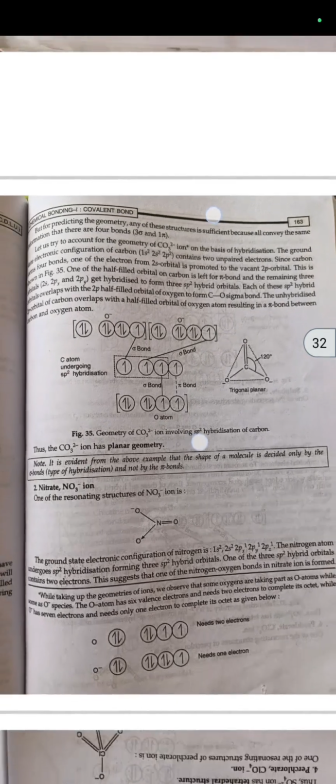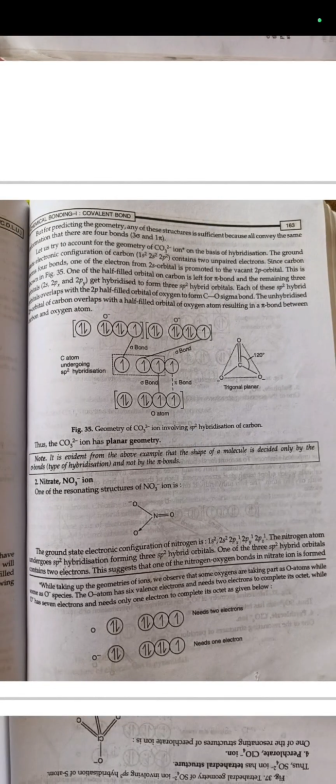Carbonate. The carbonate ion is doubly charged, and two of the oxygen atoms may be considered to have one extra electron. These two oxygen atoms will have only one half-filled orbital each and will therefore form only one bond. The third oxygen will form two bonds because it has two half-filled p orbitals. But in predicting the geometry, any of these orbital structures is sufficient because all convey the same information.